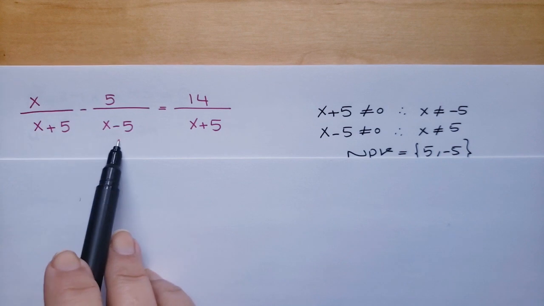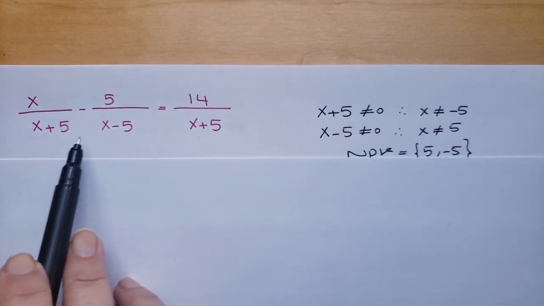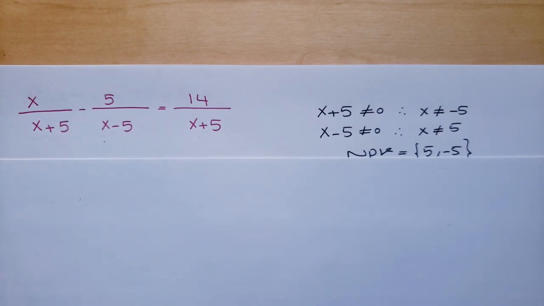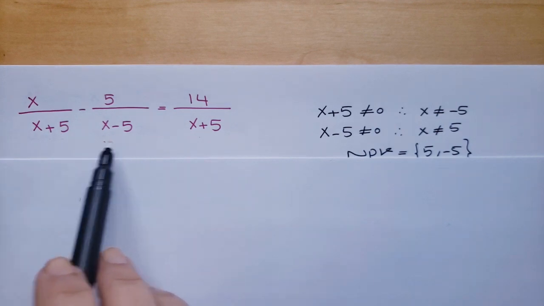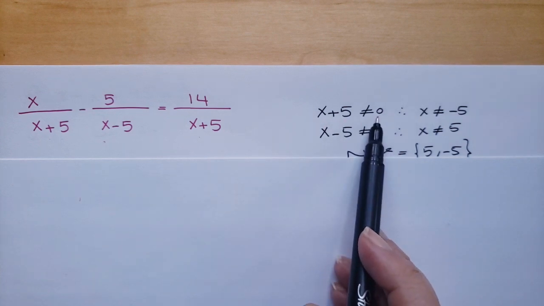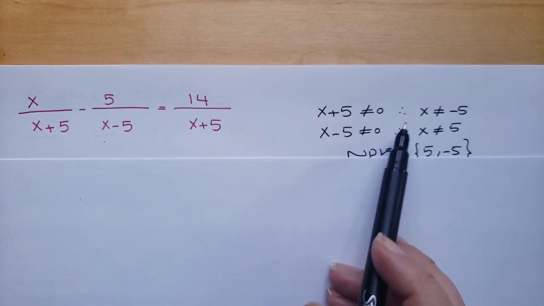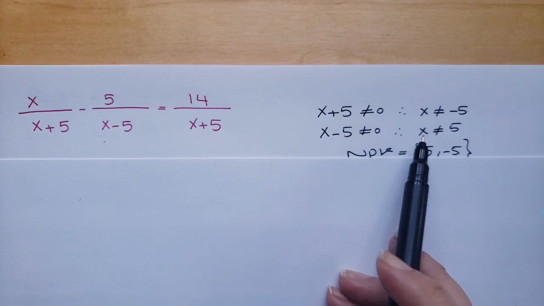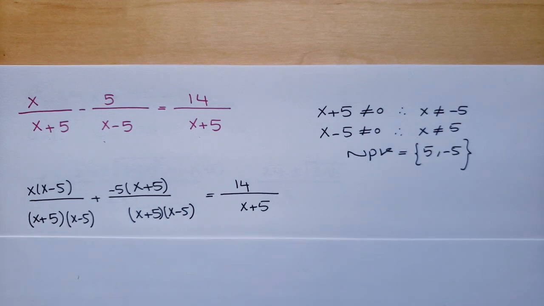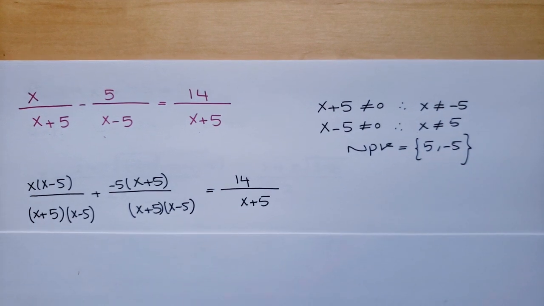NPVs, just as a reminder, are the values which make the denominator of each fraction before simplification 0. So here I have 3 fractions. I actually have 2 different denominators. So I have to extract the values which make each of these denominators 0. So x plus 5 cannot be 0, x minus 5 cannot be 0. So the forbidden values, or the NPVs, are 5 and negative 5. Okay, so let's dive in to solve the equation.